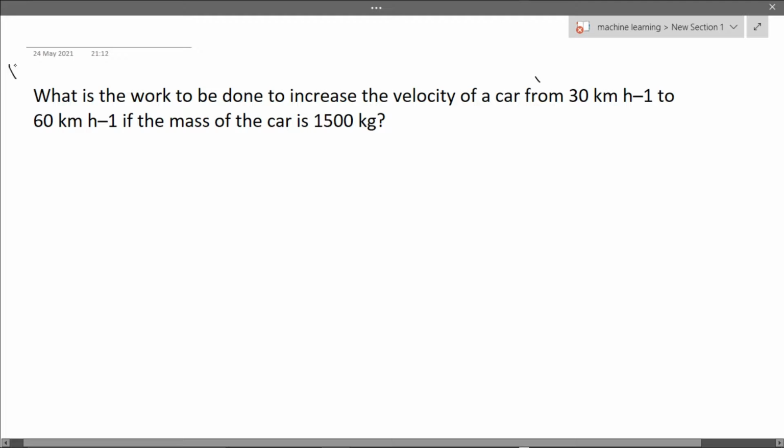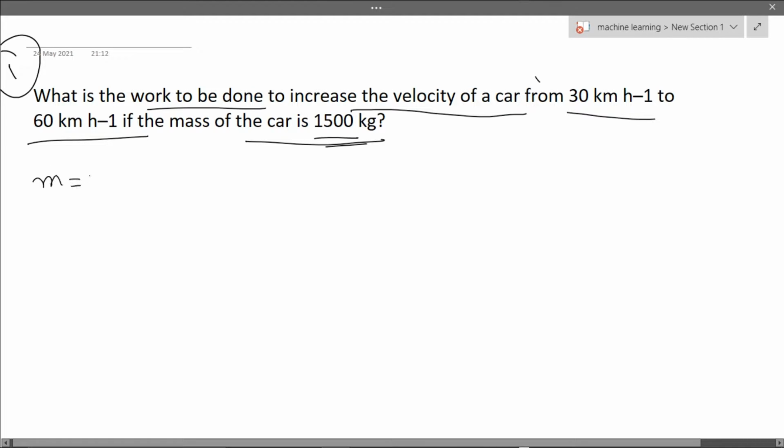Move on to the first question. What is the work done to increase the velocity of the car from 30 km per hour to 60 km per hour? The mass of the car is given, 1500 kg. Mass is 1500 kg.